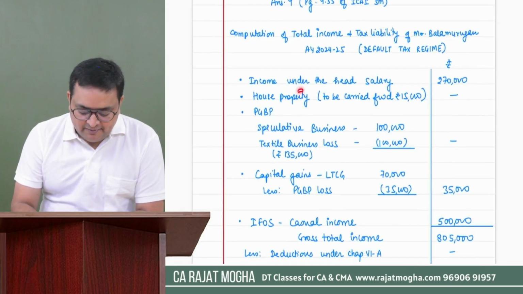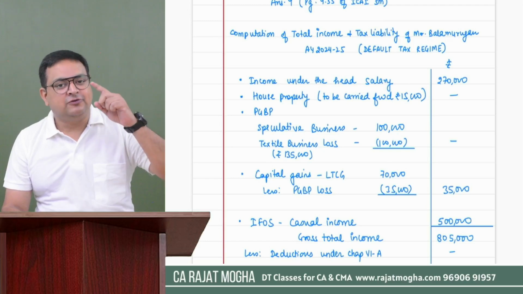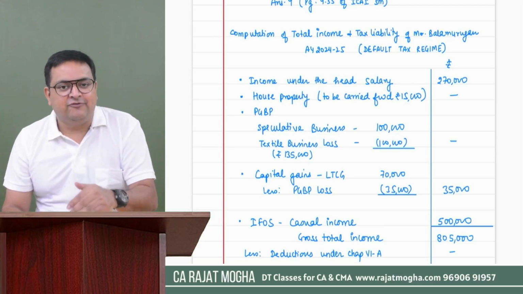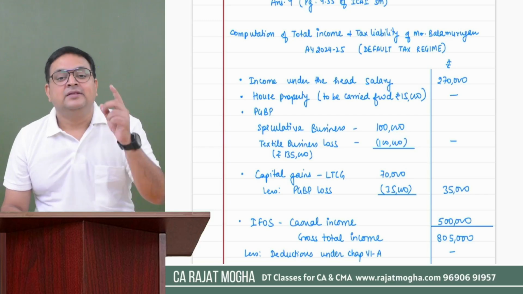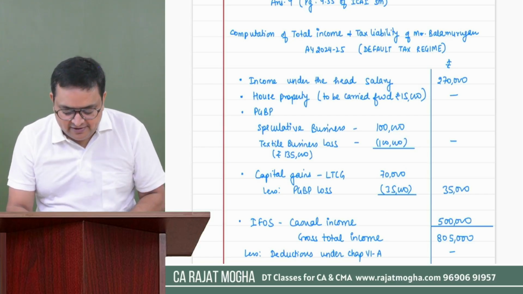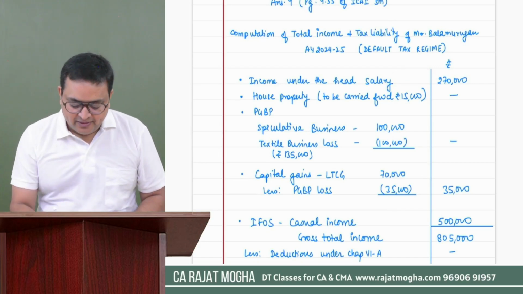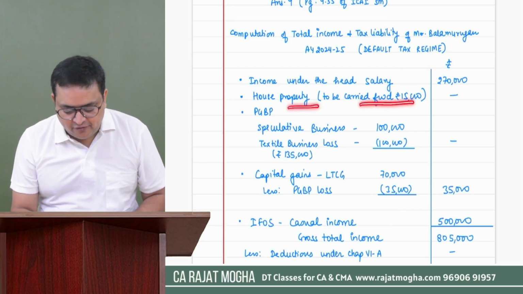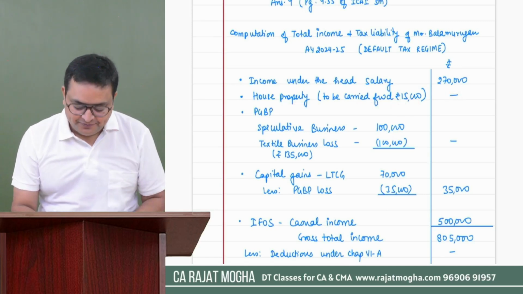So there was income under the head salary. We have salary income, and there was a loss of house property, but we are following the default tax regime. House property loss will be carried forward. It cannot be set off from salary. There is a loss from PGBP, but we cannot set it off from salary. So I have written it over here, salary income as it is 2.7 lakh. House property loss to be carried forward. So I have written a dash over here, and the 15,000 rupees loss shall be carried forward. It cannot be set off from other heads.